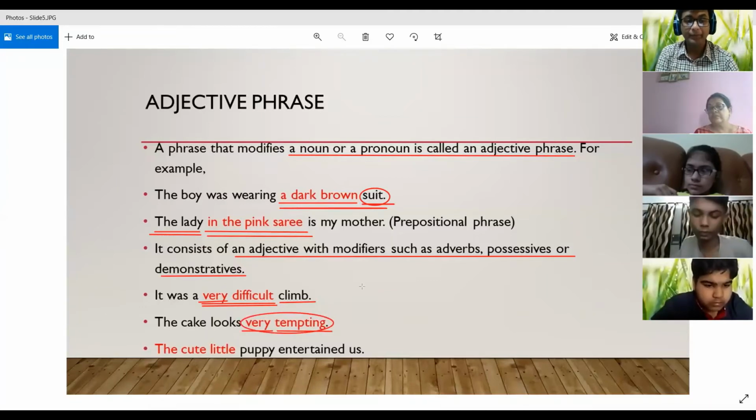All right. Now, the cute little puppy entertained us. So what is happening in this sentence? The cute little is the phrase that is describing the puppy.